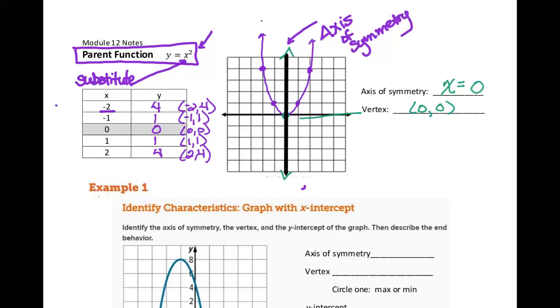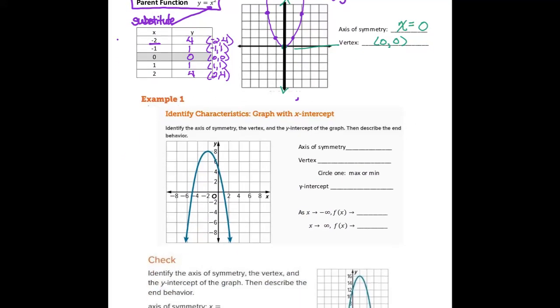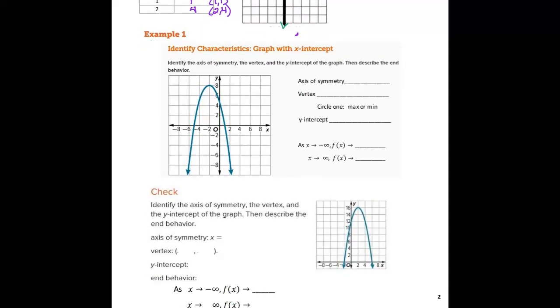Questions about that? No? Yes? Okay. So let's go to example 1. This is part of what we were hoping to get through yesterday. I'm going to do example 1 with you, and then you're going to do the check at the bottom on your own.